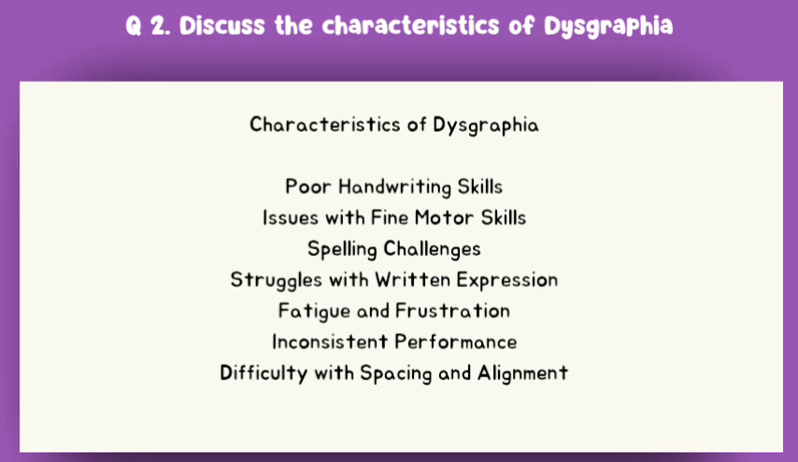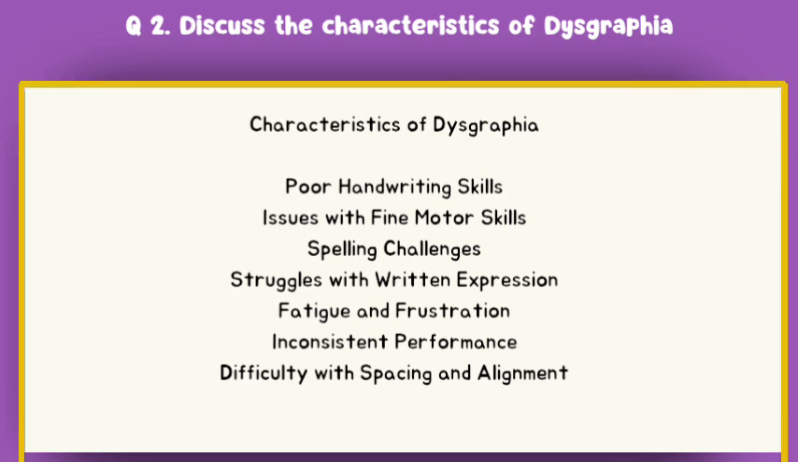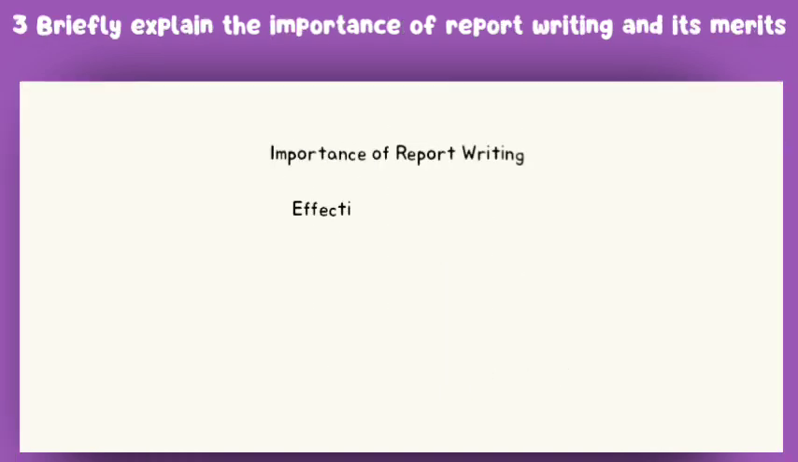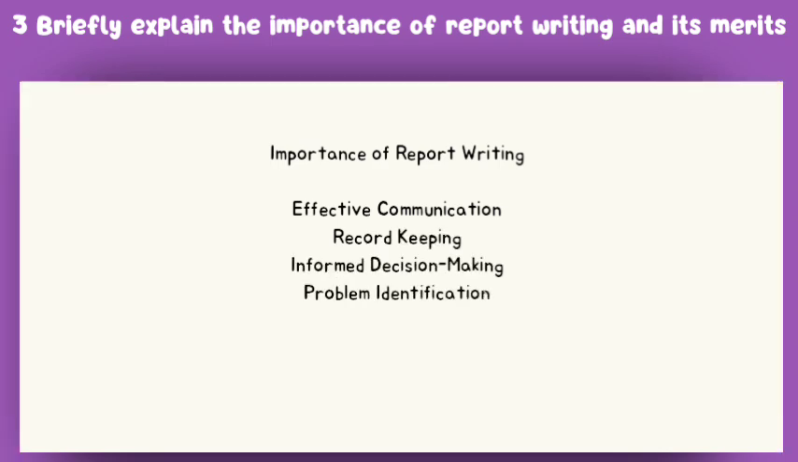The next is issues with fine motor skills, trouble holding the pencil or pen properly. Next difficulty is spelling challenges, struggling with written expression, and fatigue and frustration. Writing causes physical discomfort or exhaustion. And next is inconsistent performance, difficulty with spacing and alignment. Now let's see the next question number 3. Briefly explain the importance of report writing and its merits.